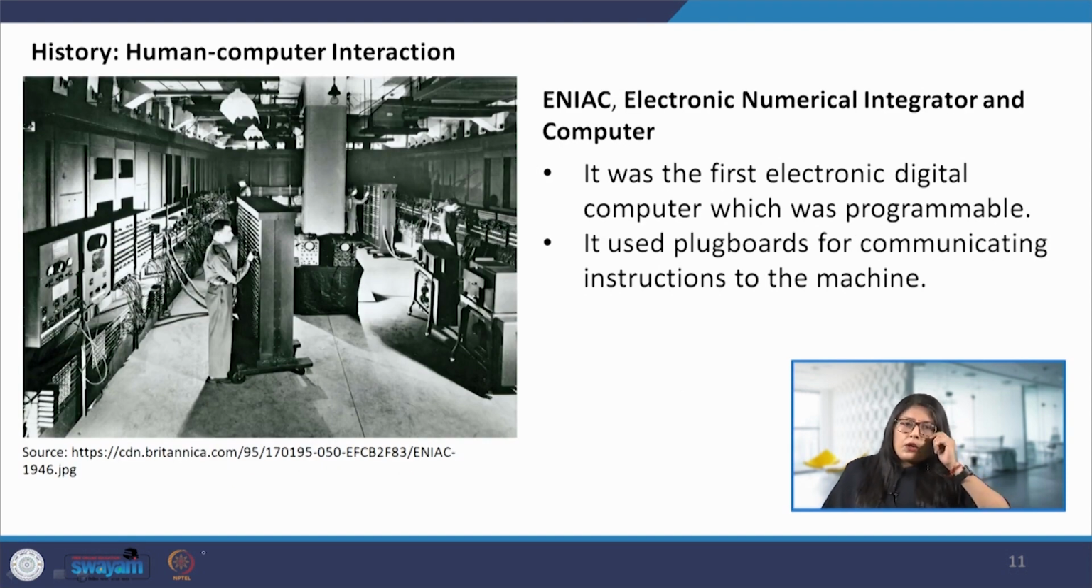So let us take a quick look at a little bit of the history of interaction design. The first computer was the ENIAC, the Electronic Numerical Integrator and Computer. This was developed during the Second World War, and it was ready by 1945. It was a very large computer, so it took a huge space, and a lot of power was required to power it up.